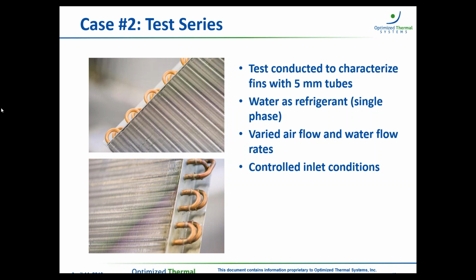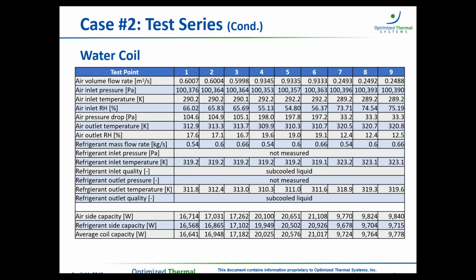To run these tests, we ran 3 different airflow rates, but also 3 different water flow rates for each of those airflow rates. All these conditions are being controlled very carefully within the wind tunnel facility. So looking at just one of these heat exchangers, this is what a test report might look like for a particular coil. There are 9 test points, and for each of them there are 3 airflow rates. For each airflow rate there are 3 water flow rates. And from our experiment we've measured all of the important flow conditions as well as the outlet temperatures, pressures, as well as the coil.